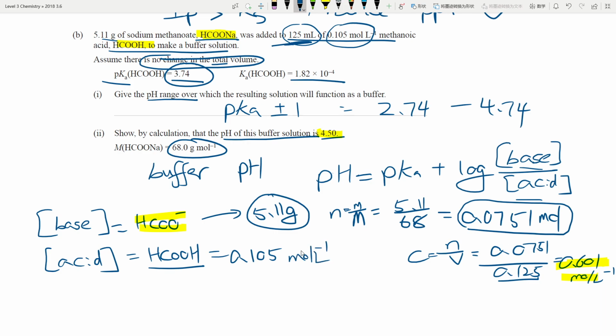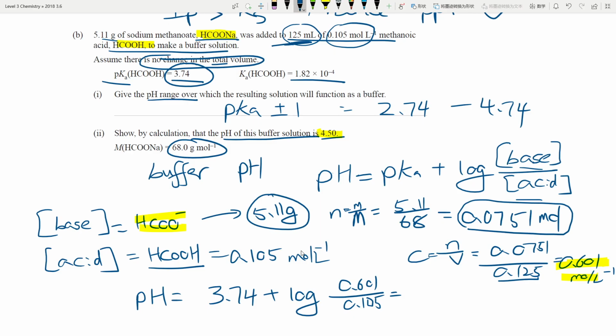And now we practice the magic of substituting numbers into the equation. So pH equals pKa. What's pKa? 3.74 plus log base, which one's the base again? 0.601 divided by the acid, which is 0.105. And I'm going to crunch these numbers in my calculator.